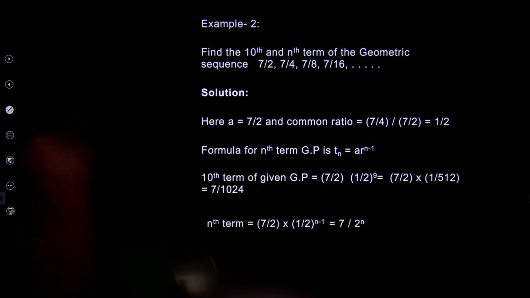The 10th term formula is a r power n minus 1, so the 10th term means a r power 9. A is 7 by 2, r is 1 by 2. 7 by 2 into 1 by 2 whole power 9 can be written as 7 by 2 into 1 by 512. 512 means 2 power 9. Then 7 into 2 into 512 is 1024. Next, the nth term is already explained.